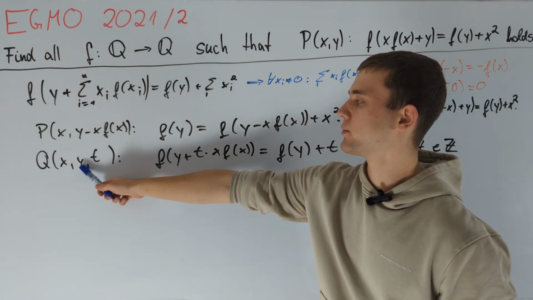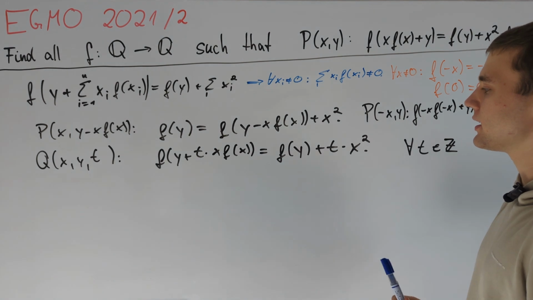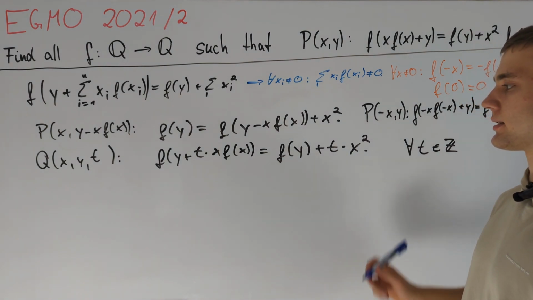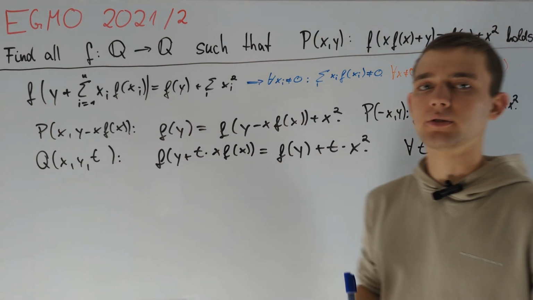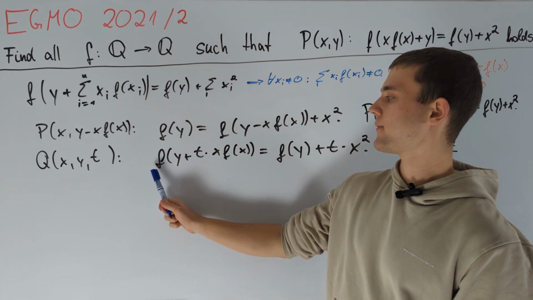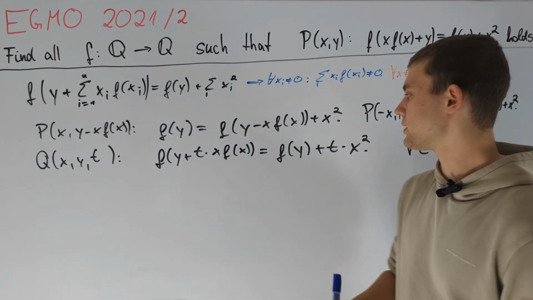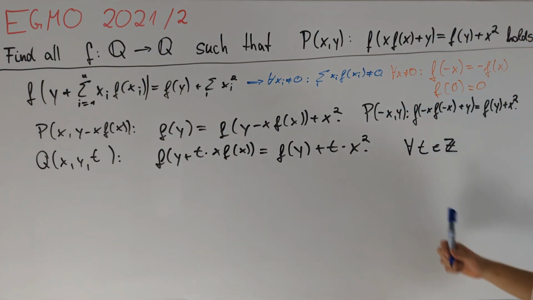Namely, we can set y equal to 0 here to obtain that f of t times x f of x equals just t times x squared. What we would like to do now is to set t equal to 1 divided by x, such that we get an f of x on the left side. This is, however, not always possible, since t must be an integer.